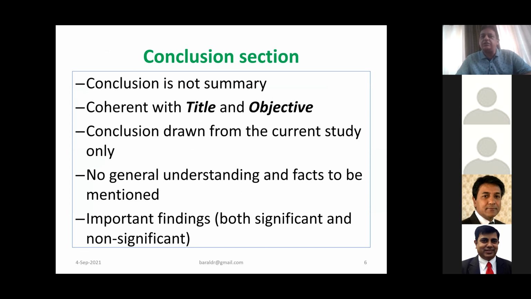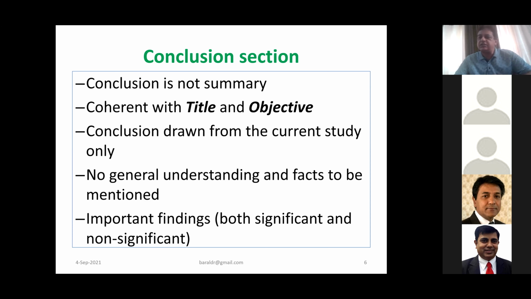Now, conclusion is not a summary. Summary is a different thing. It should be coherent with the title and objective, because sometimes we have a tendency to write everything in the conclusion, so that people will feel that this is your conclusion, but in fact it will be generic, and that is not your research product. The conclusion drawn from your current study should be mentioned there, not the previous one, not the others' work that has already been cited in your literature review and described in your discussion section.